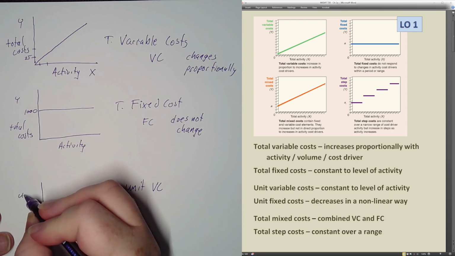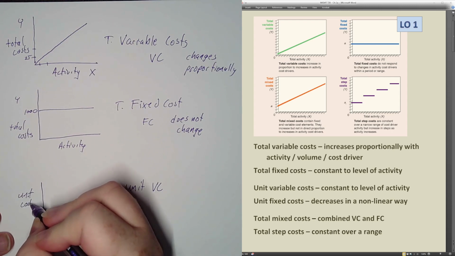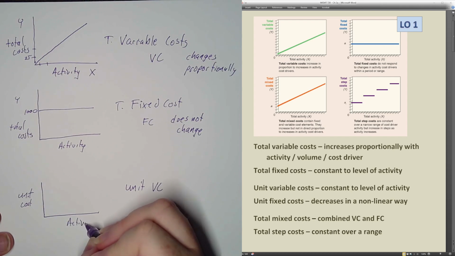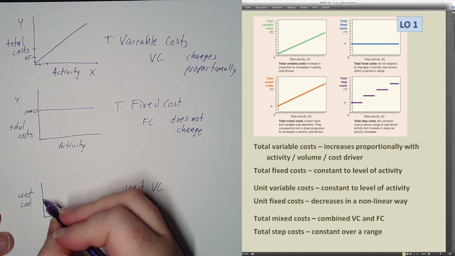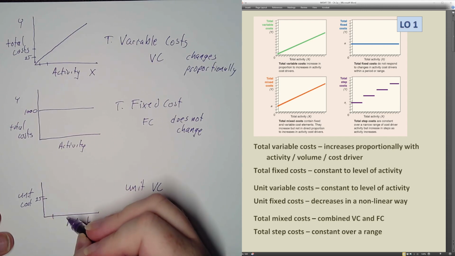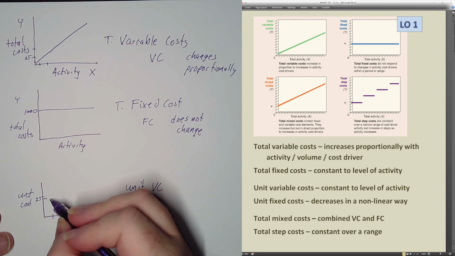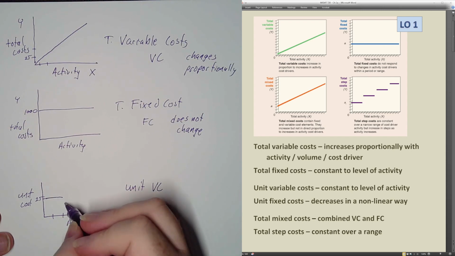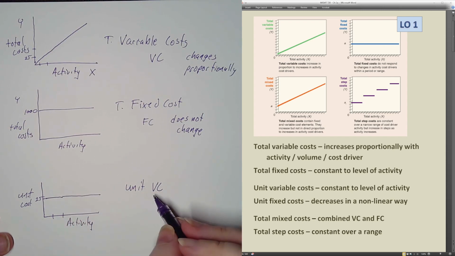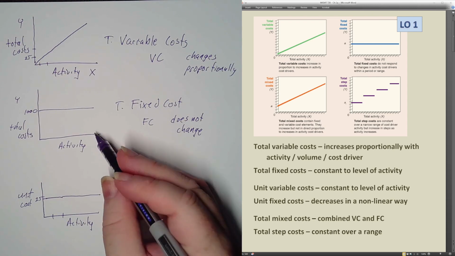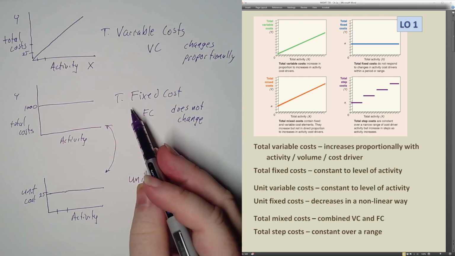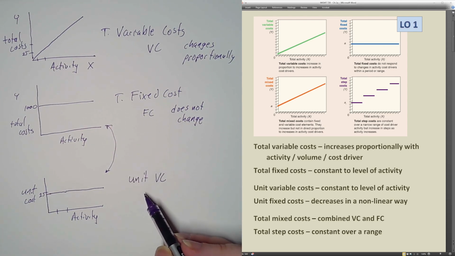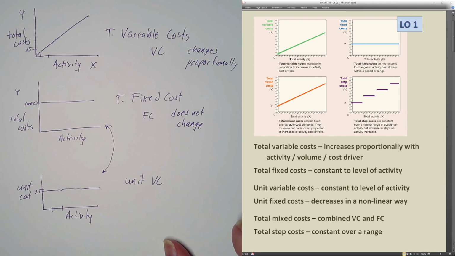So this is unit cost and activity. When I build the first bike, the wheels cost $25. When I build the second bike, those set of wheels also cost $25. So when I'm looking at variable cost on a unit perspective, you notice that these two look exactly the same. Total fixed costs and unit variable cost have a similar diagram.